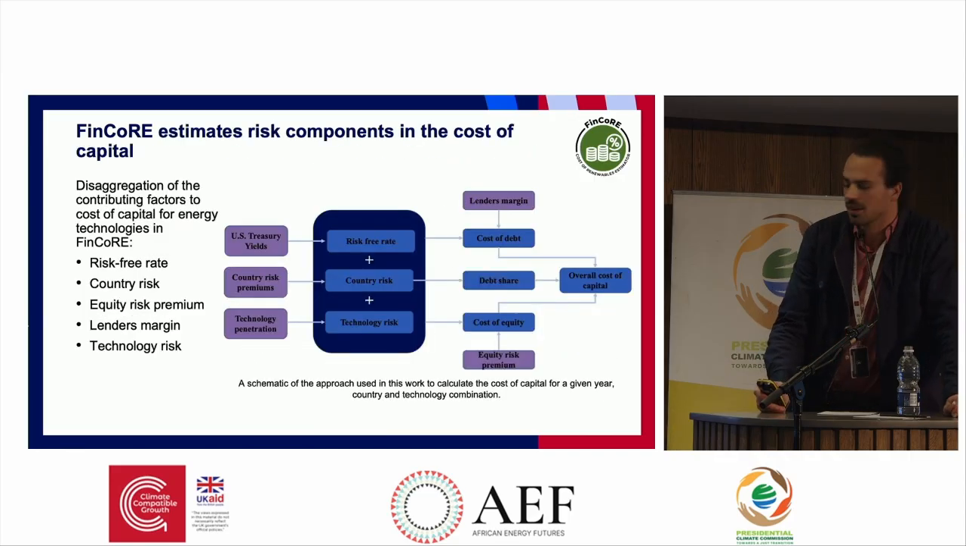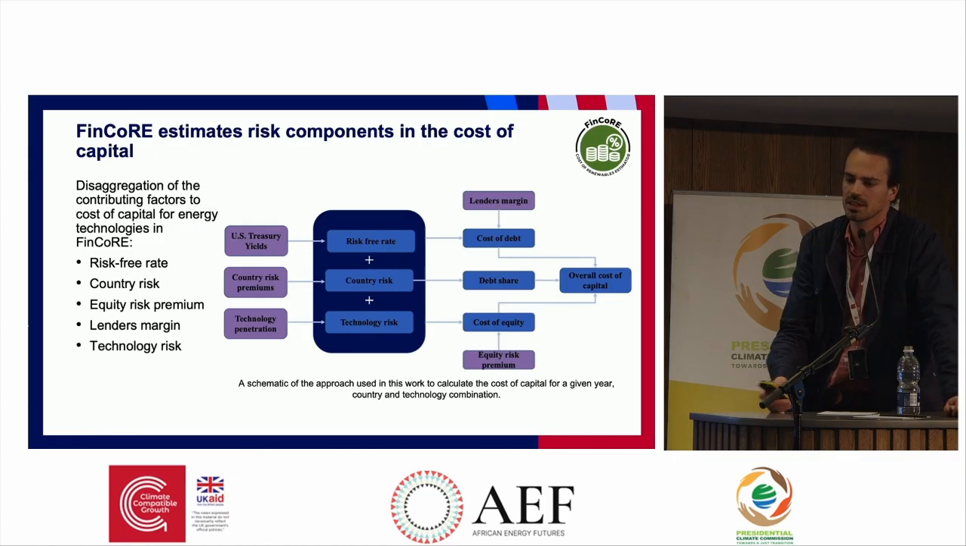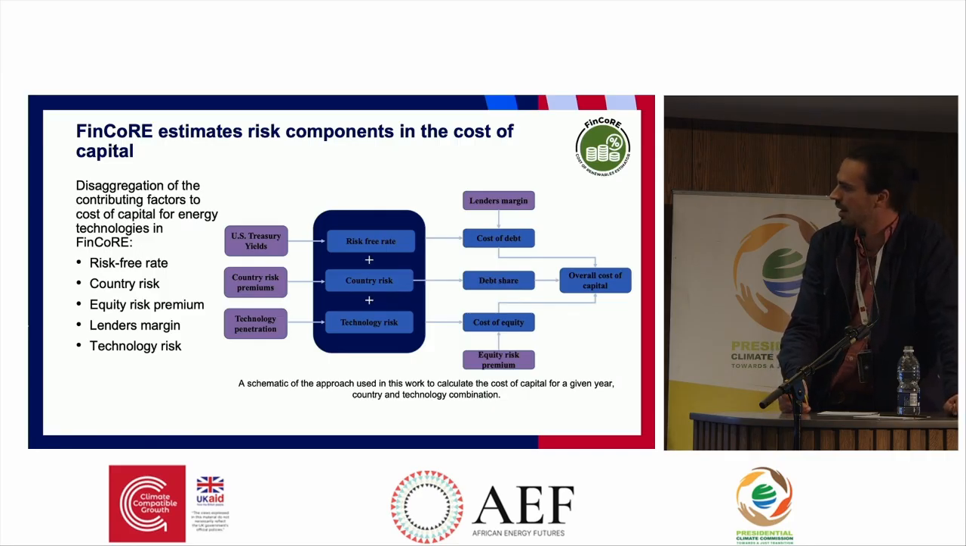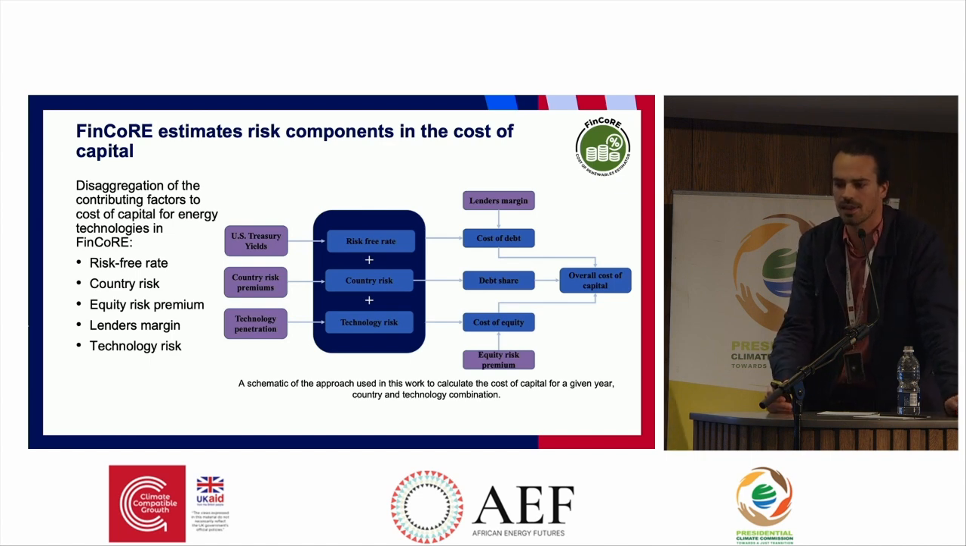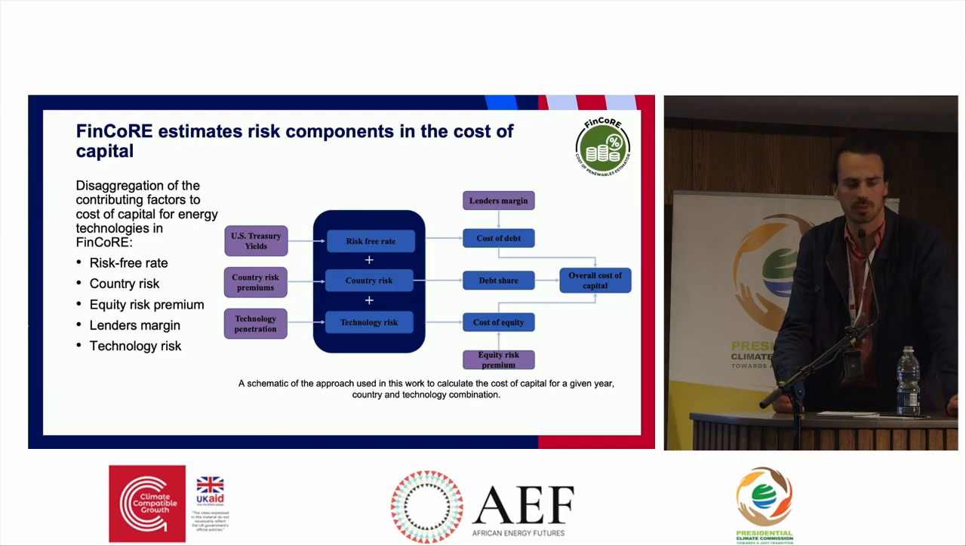So this is how FinCore roughly estimates the cost of capital. It takes in a number of different rates and applies them and compounds them to work out the overall rate. So it uses the US Treasury yield as the risk-free rate, the country risk premium, as well as the technology penetration to inform the technology risk. And then for the cost of debt and cost of equity, we pull through a stacked overview of this, as well as applying an equity premium for equity borrowing as well.